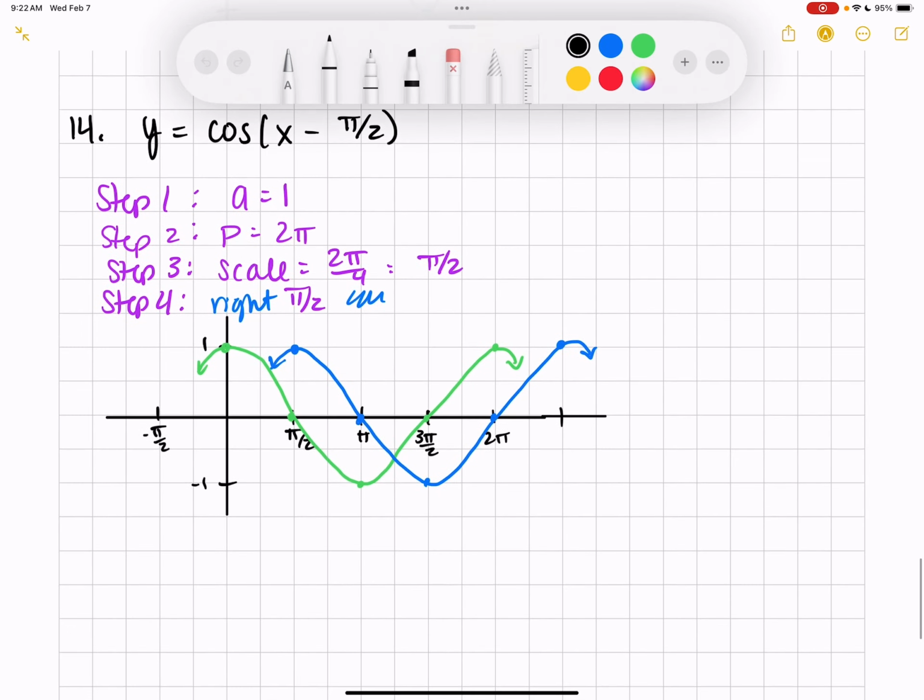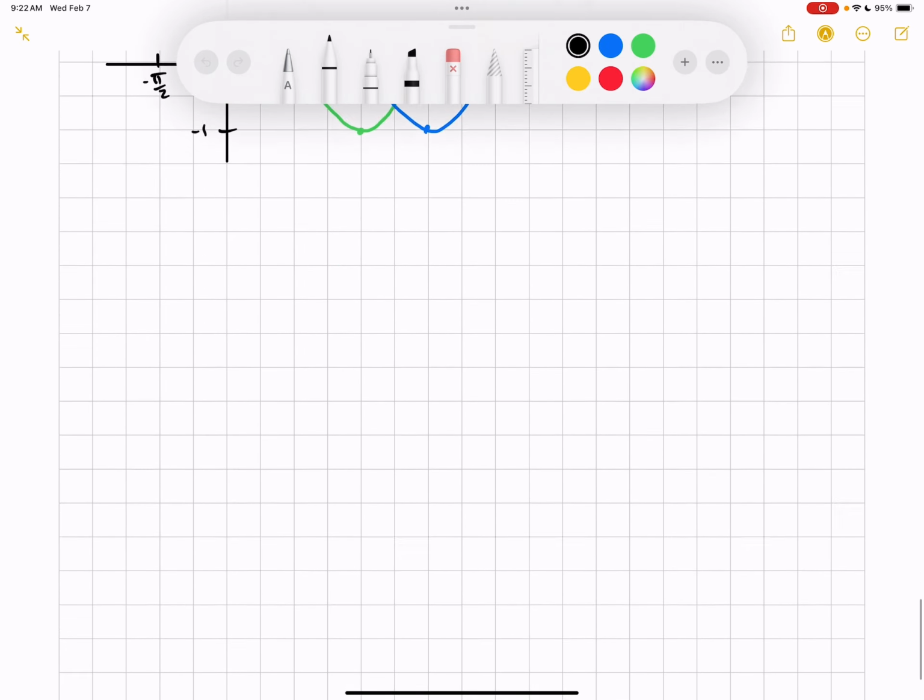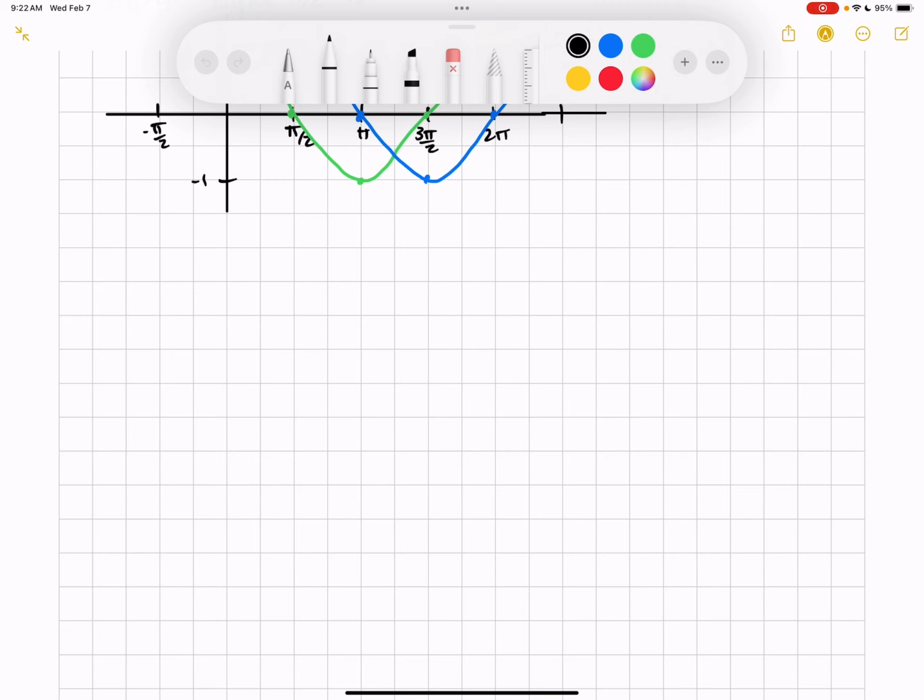All right, so we finished up on this graph yesterday. So jumping down, these next ones are all going to be reflected graphs. So we'll look at that for a minute. Number 30. We've got f of x is equal to 1 minus 3 sine of x plus pi.